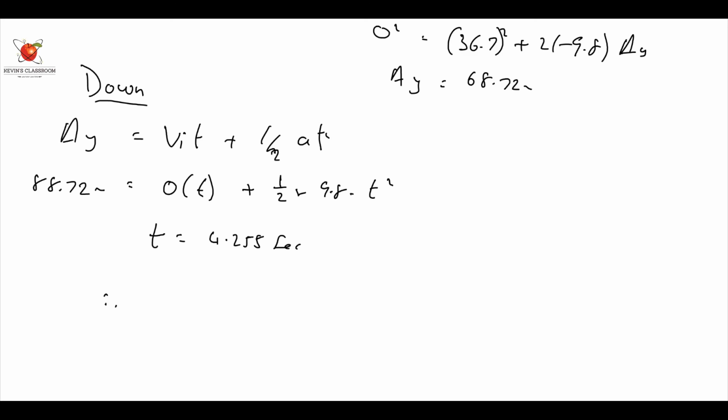Therefore, total t is going to be 4.255 plus the other one, which was 3.745. My total flight time is 8 seconds. That's how I do those.